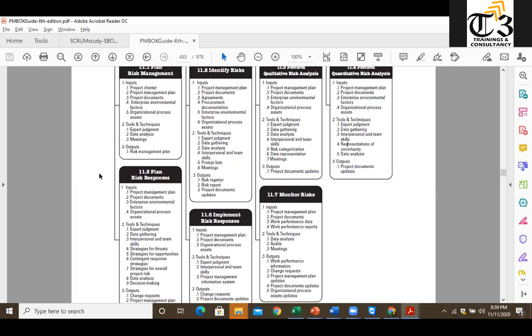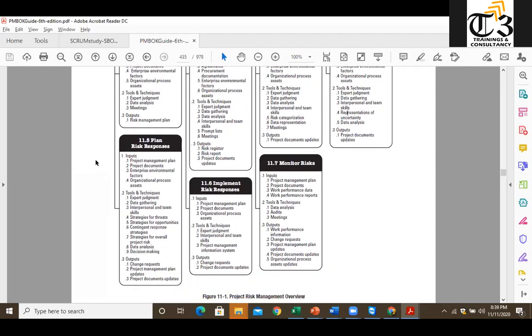Then we will plan risk responses, that if this type of risk happens, what will be our strategies for the negative risk and positive risk. For negative risk, we can avoid it, mitigate it, or transfer it. For positive risk, we can exploit it, enhance it, or share it. And in both cases, if you cannot do anything, we can accept it or escalate it. And we can define our contingent response strategies.